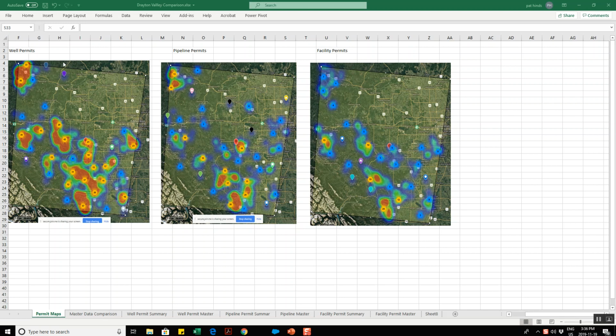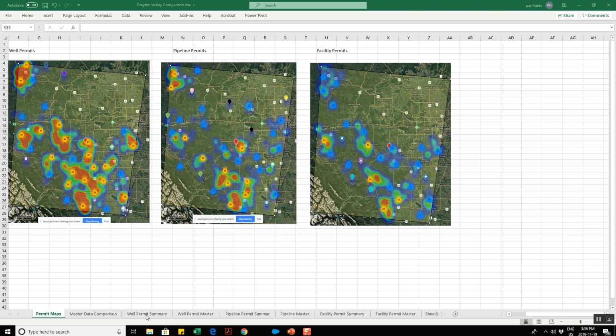The first thing we look for is how many well permits have been taken out in that particular area. Then we look at how many pipeline permits have been taken out in that area. And we look at how many facility permits, so gas plants, batteries, those types of compressor stations. Those are essentially our 3 data sets, and those are the 3 layers of data.